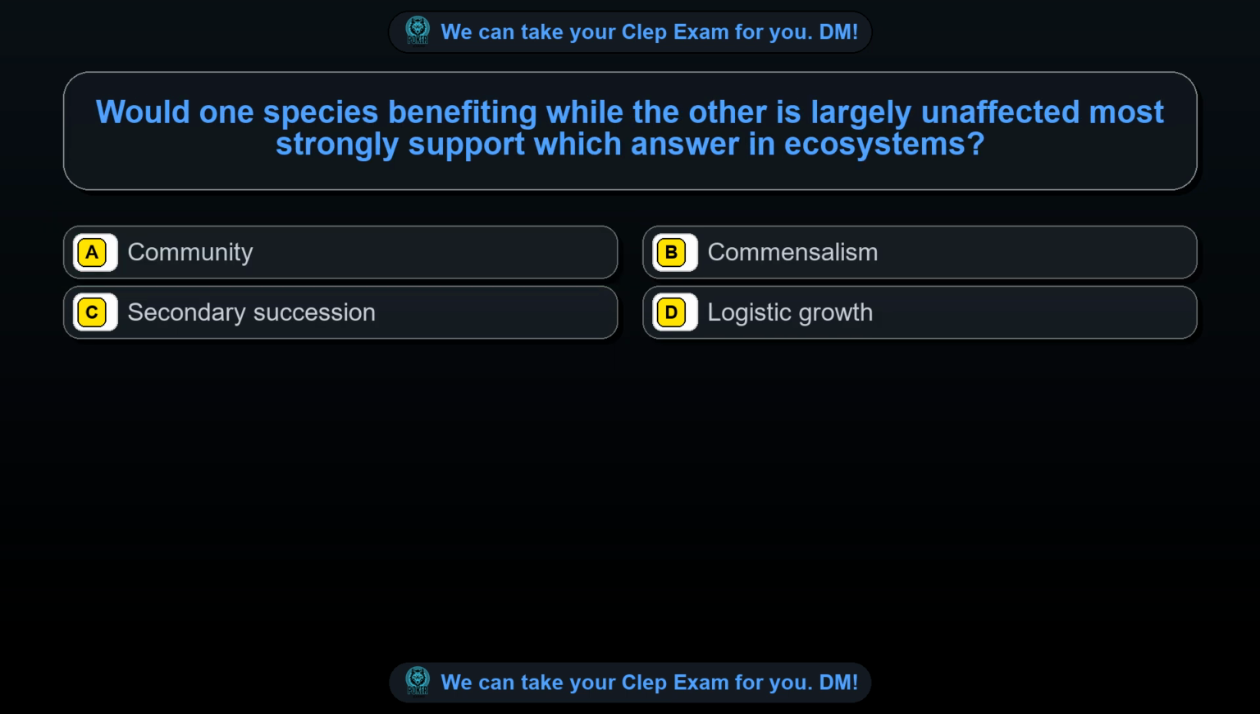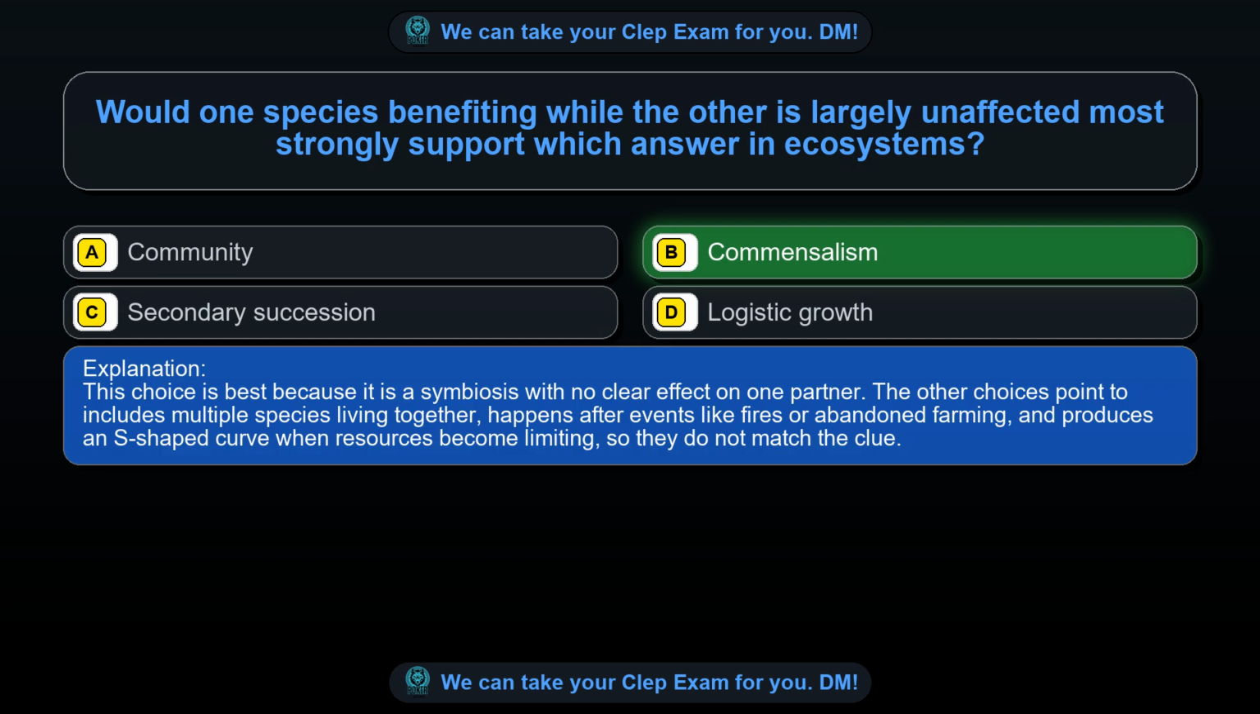Question 10. Would one species benefiting while the other is largely unaffected most strongly support which answer in ecosystems? Option A, community. Option B, commensalism. Option C, secondary succession. Option D, logistic growth. The correct answer is option B, commensalism.